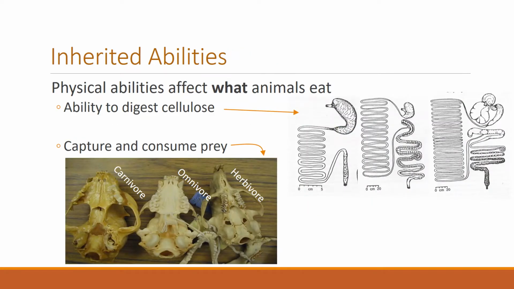Think about those inherited abilities. We've talked about these before when we talked about diet selection and browsers and grazers. Animals are born with specific digestive systems. In this diagram, which we've seen before, we've got monogastrics, hindgut fermenters, and ruminants. They all eat different things because of the digestive structure. Mostly it affects whether or not they can digest cellulose. The kind of foraging they do is also affected by their teeth structure. Again, this is a graph we've seen before, carnivores versus omnivores versus herbivores.